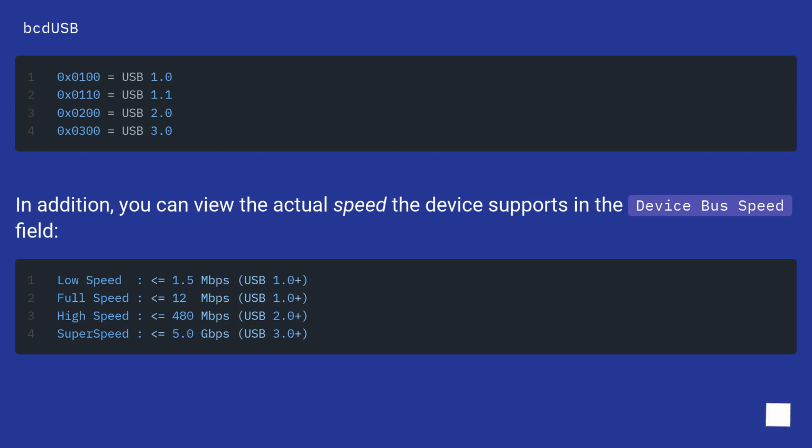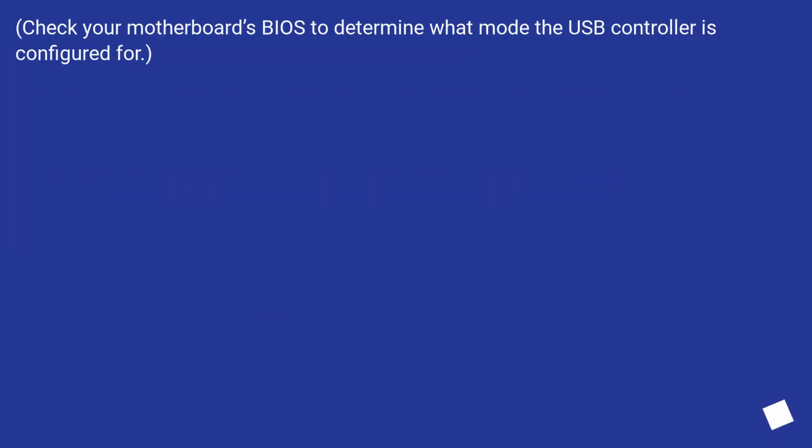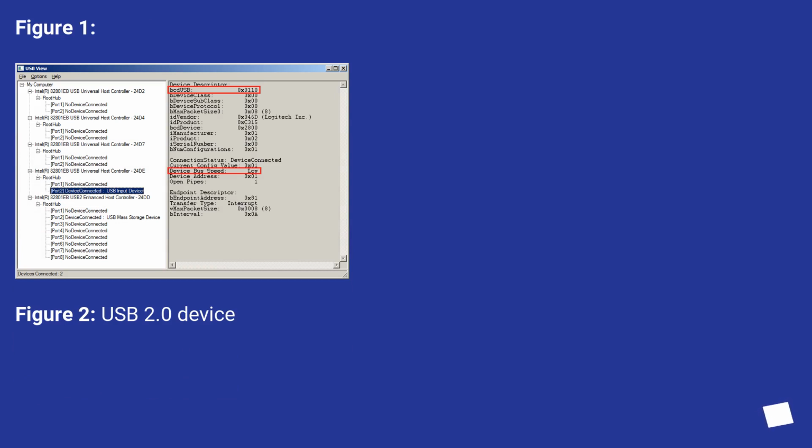In addition, you can view the actual speed the device supports in the Device Bus Speed field. Check your motherboard's BIOS to determine what mode the USB controller is configured for. Figure 1. Figure 2, USB 2.0 device.